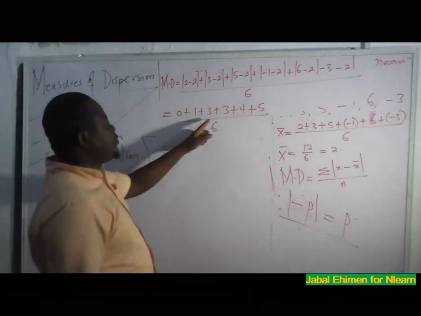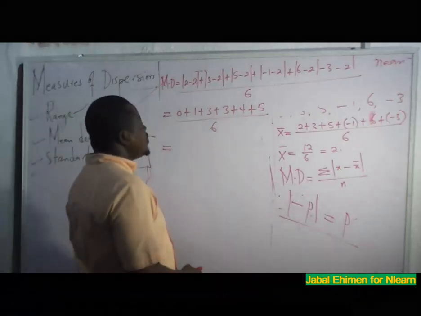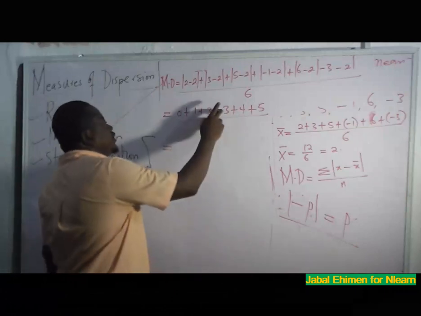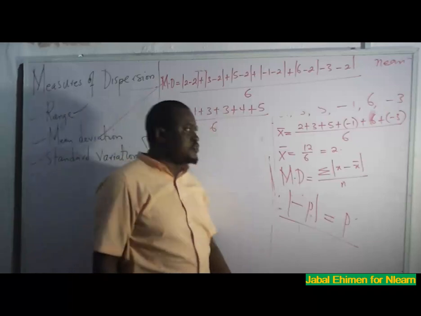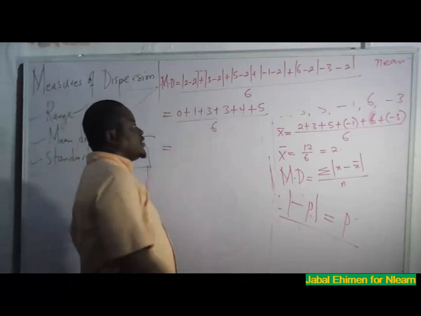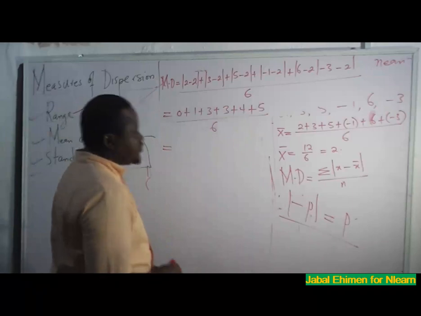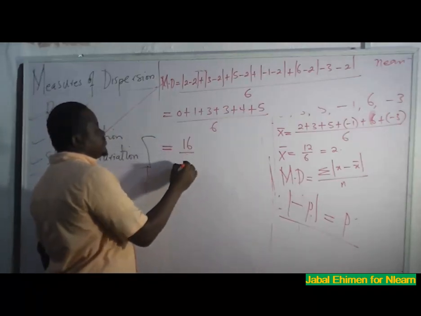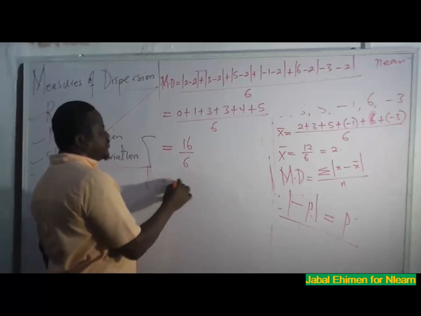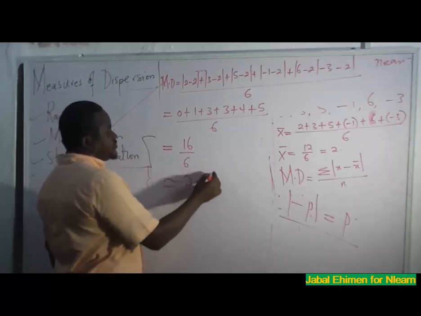Now, 1 plus 3 is 4. Then you have plus 3, that will be 7. 7 plus 4 is 11, plus 5 that will be 16. So automatically you are having 16 divided by 6. I believe that should be approximately 2.66.